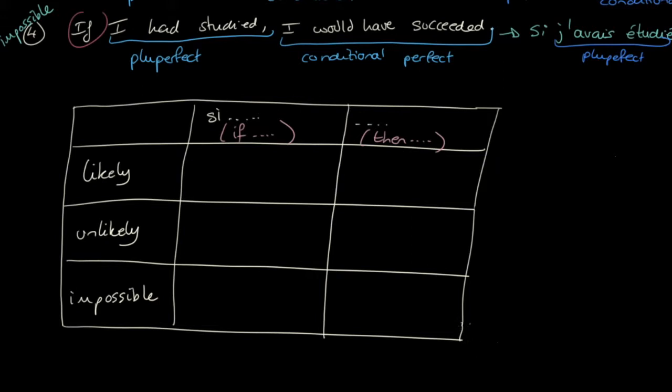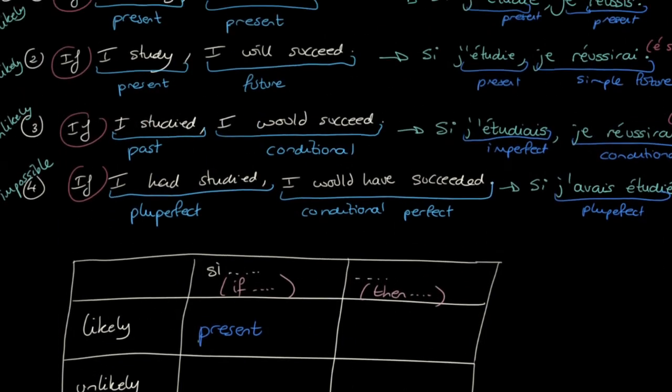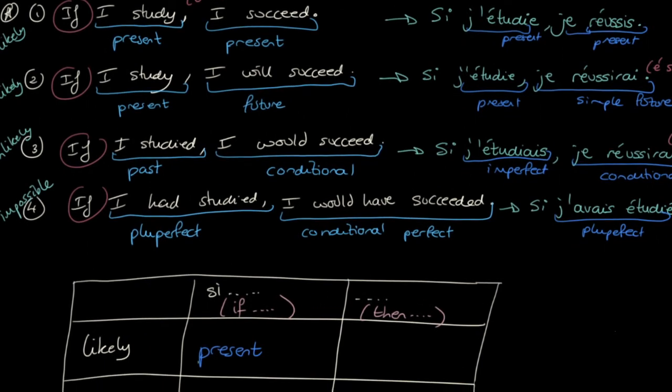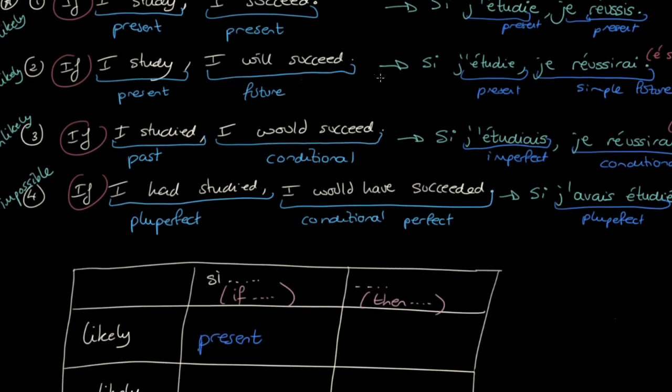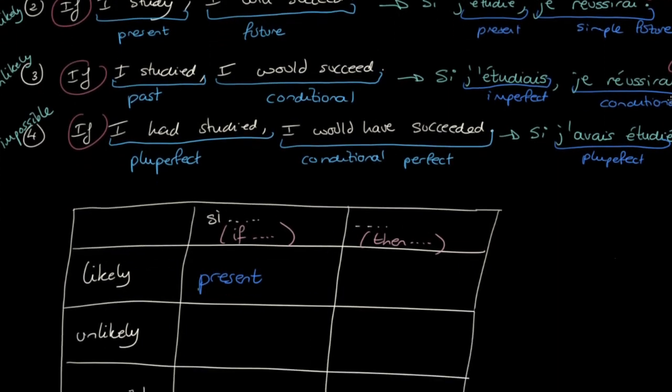So if the scenario is likely, we said that in our if clause we have, let's go back to blue because I used blue earlier, didn't I? You're going to use present. And then your then clause, so if you look up here, if I study, I succeed, or if I study, I will succeed, you've got the choice of present or future, depending on what exactly it is you want to say. So you can have present or future. Okay, and you could also have actually imperative. Remember, the imperative is what we use to give orders.